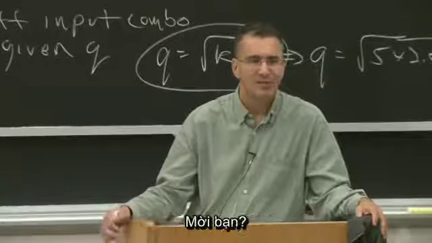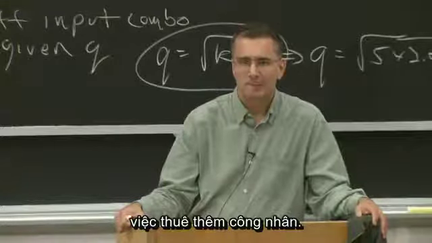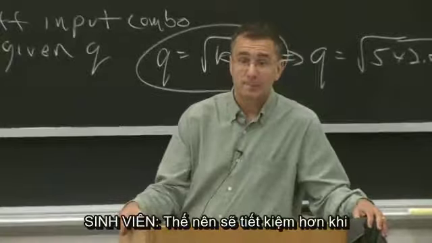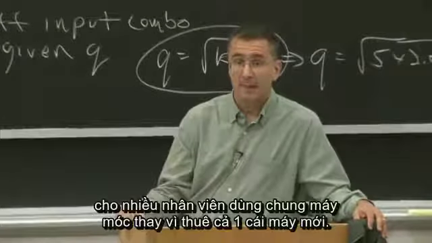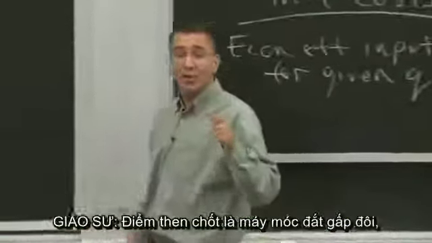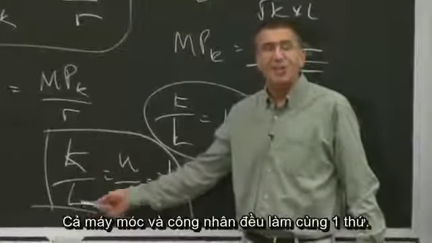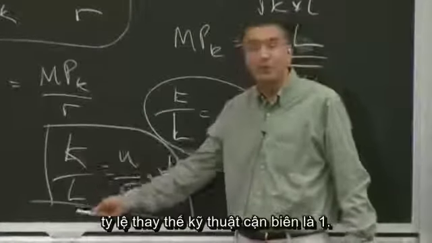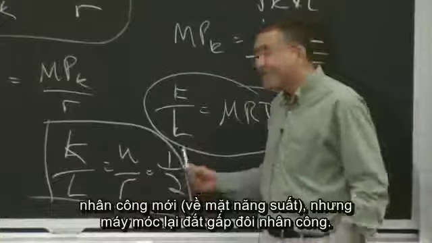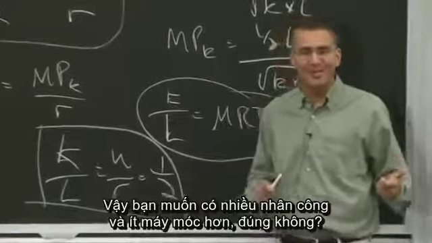Someone can tell me this. Yeah. Well, renting machines is a lot more expensive than getting more workers. So it would be twice as expensive to rent a machine as to get a worker. It's more cost effective to have the workers share machines rather than holding one machine per worker. The key point is the machine costs twice as much, but the machine doesn't do twice as much. The machine and the worker do the same thing. The marginal rate of technical substitution is 1. You're indifferent between one more machine and one more worker. But the machine costs twice as much as the worker. So you want more workers and fewer machines, right?